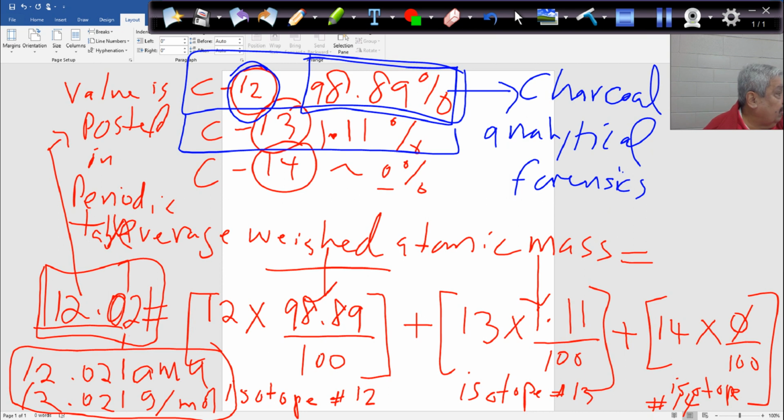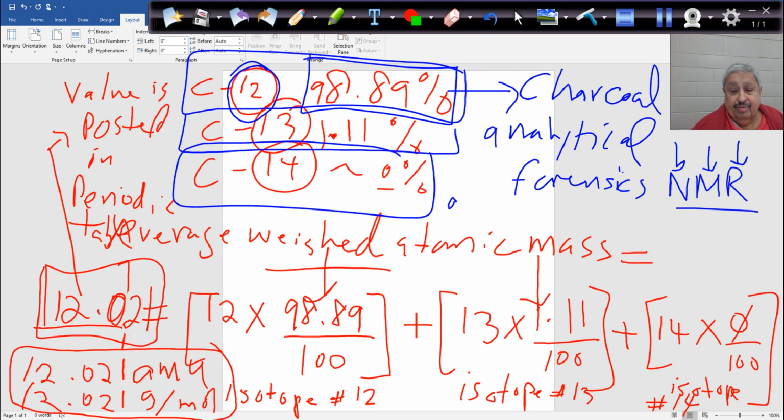So those are the applications of those isotopes. Carbon-13 is used in NMR. You have heard about MRI, which is nuclear magnetic resonance, the same thing. Carbon-14 is used for aging, or age determination.